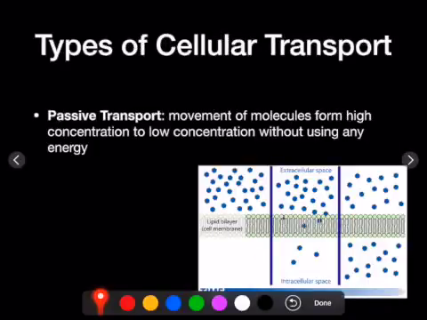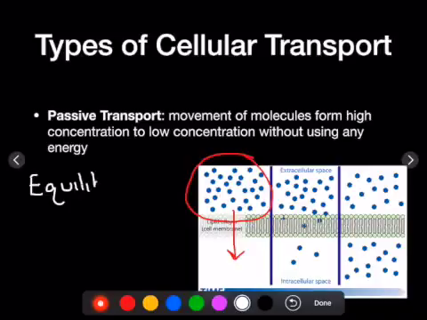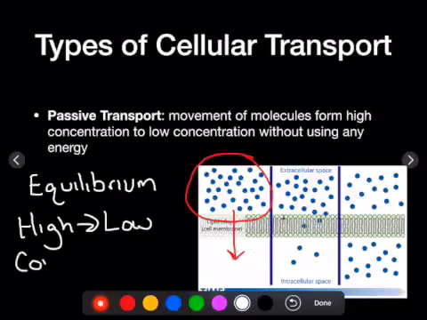Now, what we're going to talk about next is transport. So passive transport is just simply the movement of molecules from high concentration to low concentrations without using any energy. So if we notice here, we see how we have a high number of molecules here. What's going to happen is these molecules are going to naturally want to move across until they have reached what is known as equilibrium. Now, equilibrium is when there is an equal amount of molecules on both sides. Now, this movement of molecules from high to low concentration, we call this the concentration gradient.